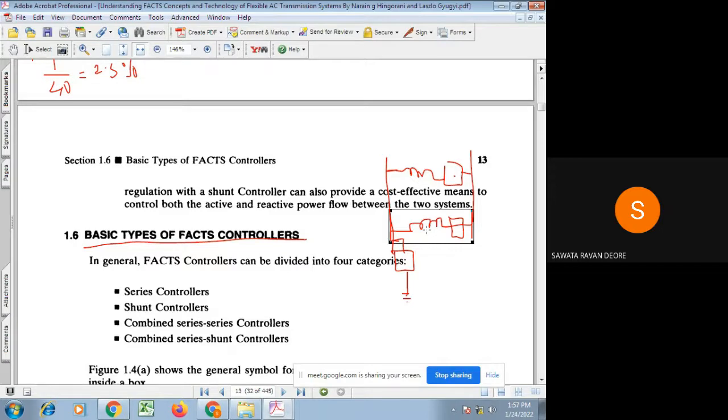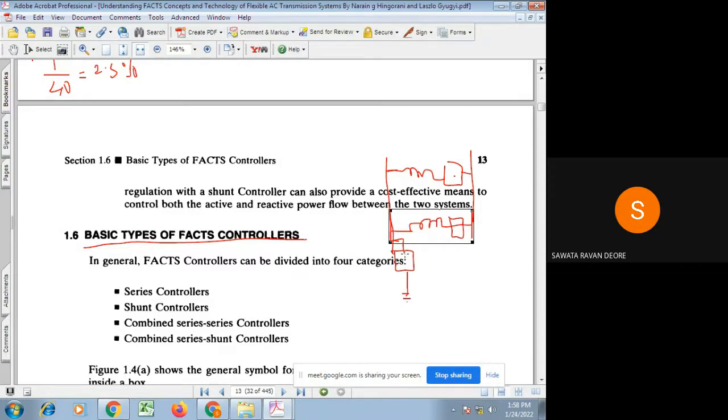Means if more than two series controllers are used on your power system in order to regulate the power flow through the individual transmission lines, then we call it a series FACTS controller. Series shunt means what? If the transmission line is provided with the series as well as shunt FACTS controller, like we have given series in the line and also given shunt at the bus bar, so this is called a series shunt controller.